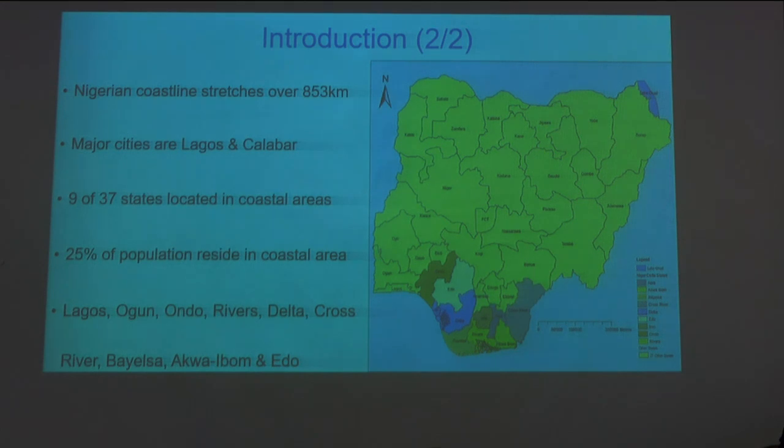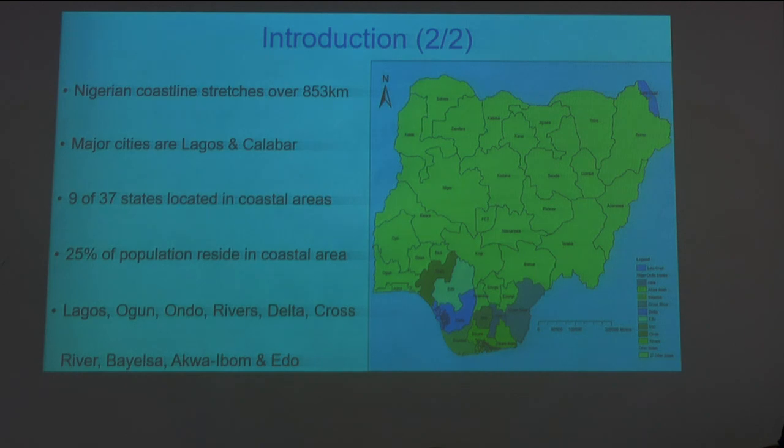And 9 out of 37 states are located in coastal areas of Nigeria. And 25% of Nigeria's population reside in coastal areas. These states located along our coastal areas include Lagos, Ogun, Ondo, Rivers, Delta, Bayelsa, Akwa Ibom, and Edo. We have also Cross River.